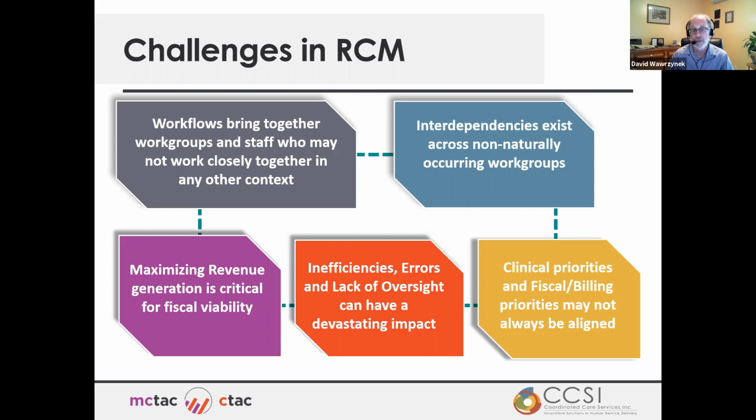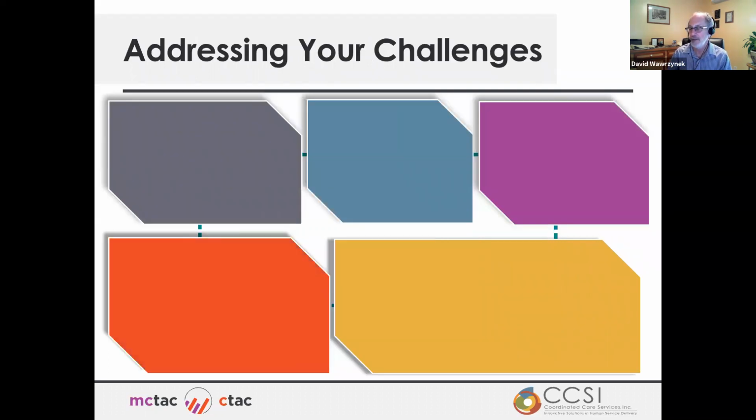You may see it in other workflows where clinical priorities and fiscal billing priorities may not always be aligned. So that's why I always think about, particularly in revenue cycle management, where you have accountability in different places, that's why the documentation, clear articulation, and evaluation is so important. Everybody in the workflow needs to know what their tasks are, when they need to be completed by, and what their allowable error rate is. They need to be evaluated against that on a regular basis. If they're falling short, then you need to make sure that they have the tools, the training, and the support to be effective in their work.